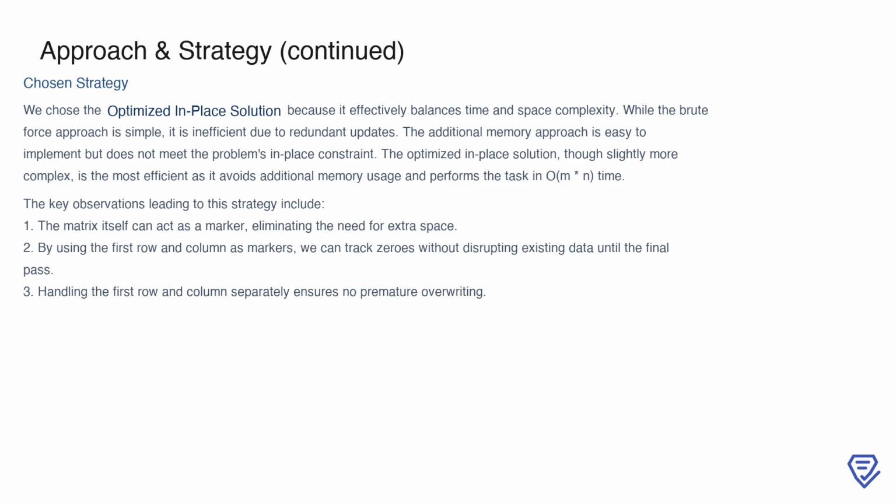Key insights that led to this choice include recognizing that the matrix itself can act as a marker, which eliminates the need for additional space, and that handling the first row and column separately ensures no premature overwriting. This method, while slightly more complex, is the most effective for solving the problem within the given constraints.